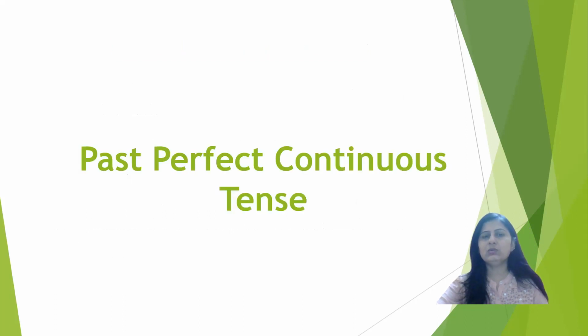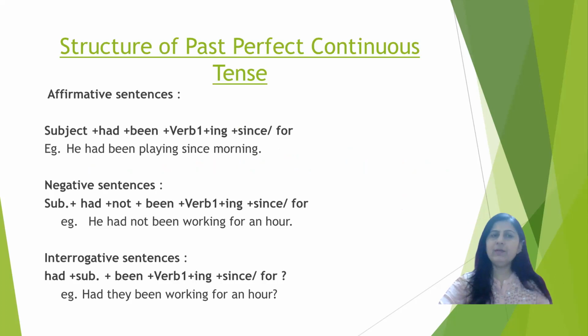Now let us move on to the next tense, past perfect continuous tense. Let us see the structure first. In affirmative cases, if you see the name past perfect continuous, so something is in continuity. So again it will be first form plus ing. So here we have subject plus had been, then verb first form plus ing, and here we use the words since and for to show the time expressions. Like for example, he had been playing since morning.